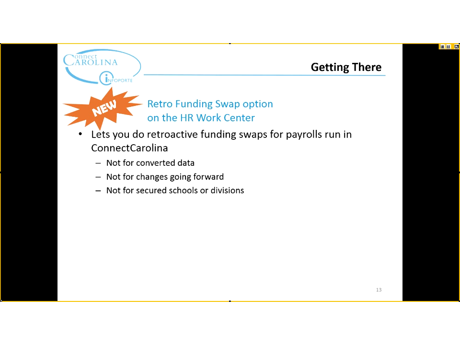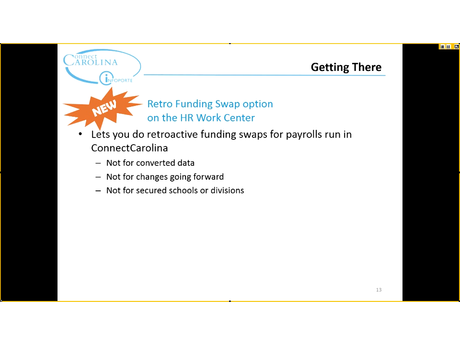So this is not for converted data. This is not for something going forward. You need to change somebody's payroll for 3/1 and their monthly. Well, we haven't paid them yet. So you can still do that using the EPAR funding swap form.